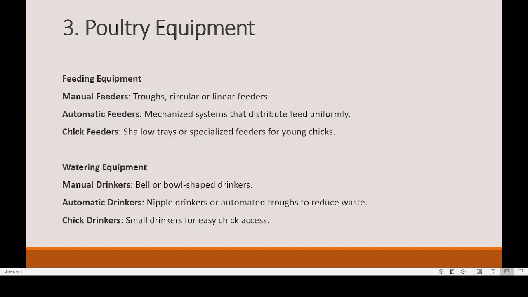See here also, these are all feeding equipment. This is a feeding equipment. This is another feeding equipment. So these are all feeding equipment. See here also you can find another one. This kind of feeding equipment is needed.